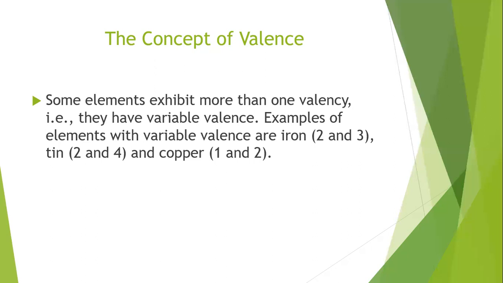Now, some elements exhibit more than one valence. This means they will have variable valence. Examples of these elements with variable valence are iron that has 2 and 3, tin that has 2 and 4, and copper that has 1 and 2.